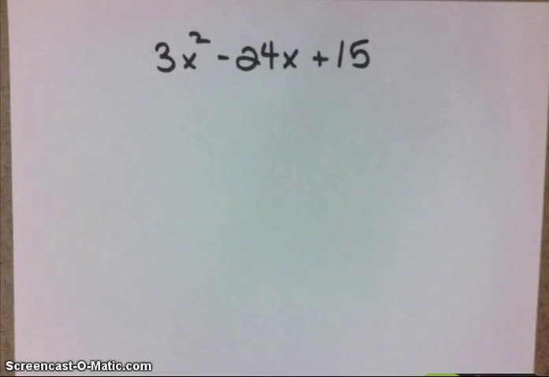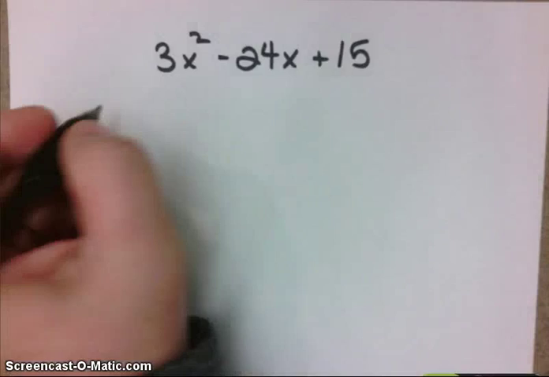Today in class we talked about quadratics where a is not 1. So here's an example, 3x squared minus 24x plus 15. And let's go ahead and complete this square. And we said the first thing we need to do then is pull out, get rid of that 3 from in front. Not get rid of it, we're going to pull it out in front.